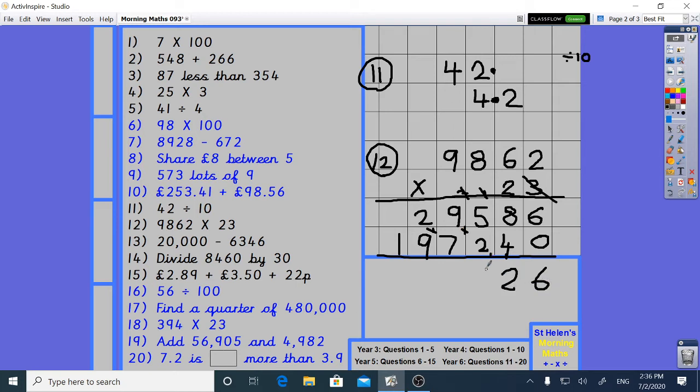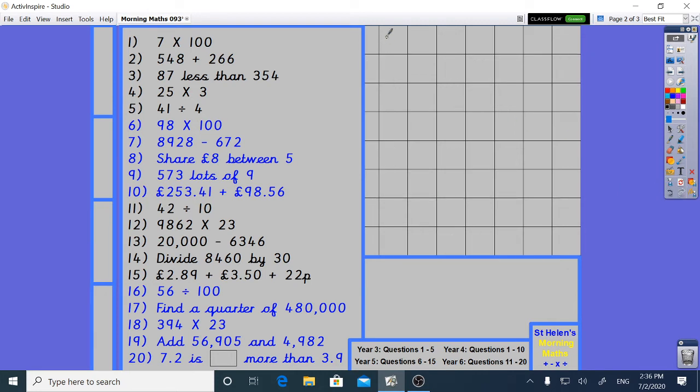I'm just adding up my 2 answers here. 226,826. I'm going to peep at the answer for number 12. 226,826. That's what it is. Let's go to question 13.